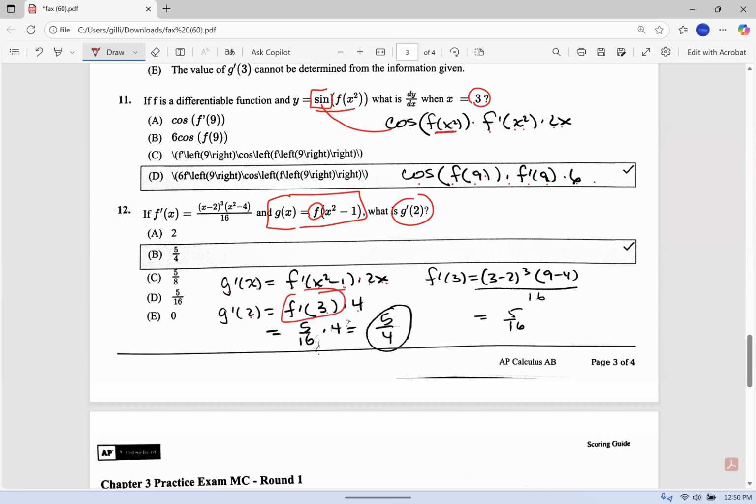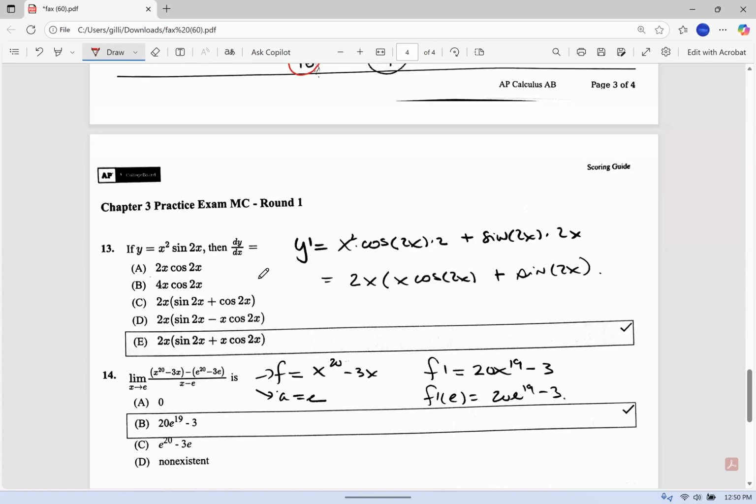Now f prime at 3 has to come from this expression, because that is f prime. So I'll replace x with 3. 3 minus 2 is 1, cubed is 1, and 9, because 3 squared is 9, minus 4 is 5. 5 times 1 is 5 over 16. So this part is 5/16 times 4 is 5/4.